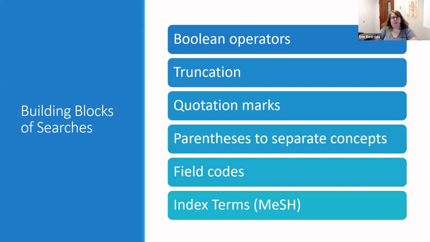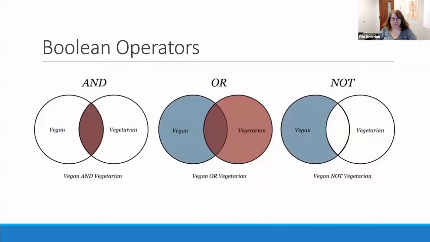So to search PubMed comprehensively, there are some building blocks of searches that are going to make your life a little bit easier to build this search out. So we're going to talk about Boolean operators, truncation, quotation marks, parentheses to separate concepts out, field codes, and index terms, which are also called MeSH terms.